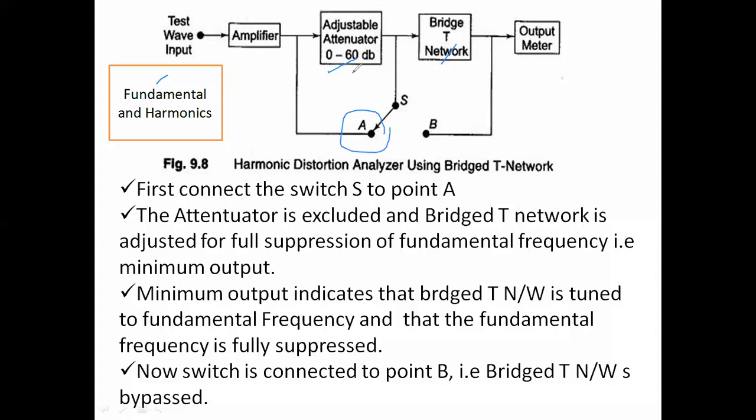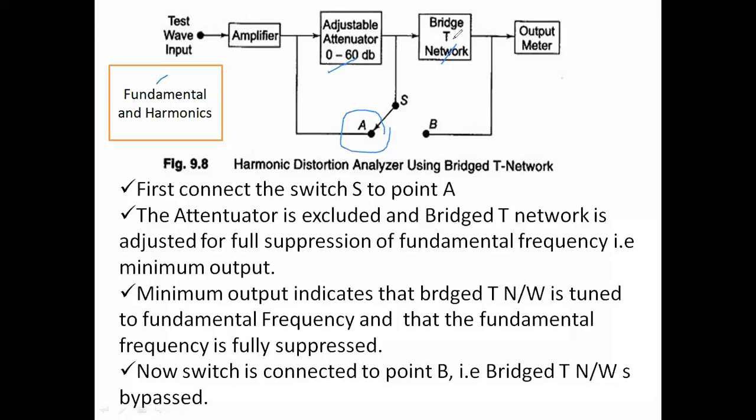Here the attenuator is excluded. The signal moves through this. It is like a short circuit. So that's why the signal moves in this way. The signal always chooses the low resistance path. Okay, when we connect the signal to point A, this is the low resistance path. So the signal will move in this way and reach the bridge T network.